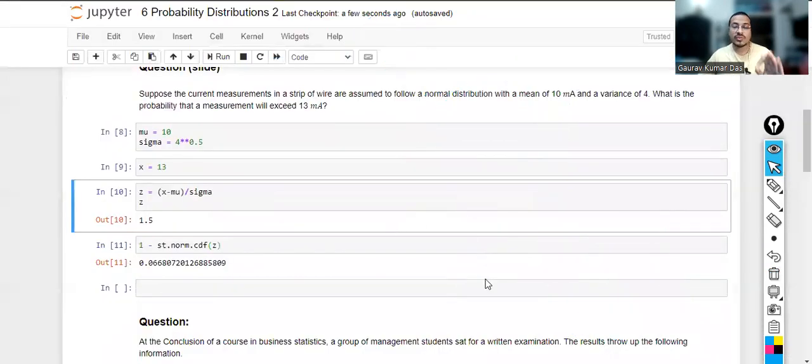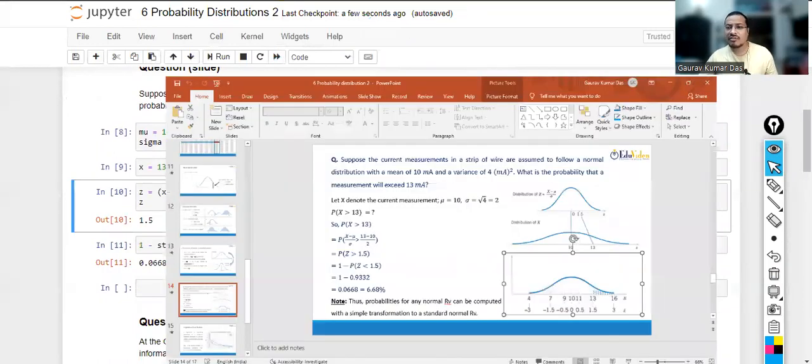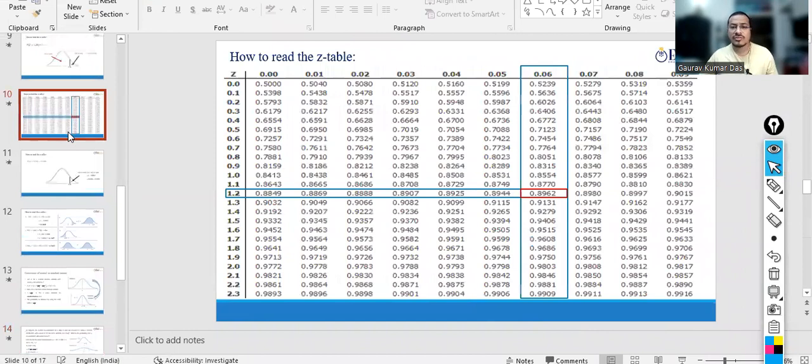Okay, so this is what we get. It's very simple, guys. Same thing. Earlier we were using a table. Now we do not need to use a table. We can simply calculate based on the function.